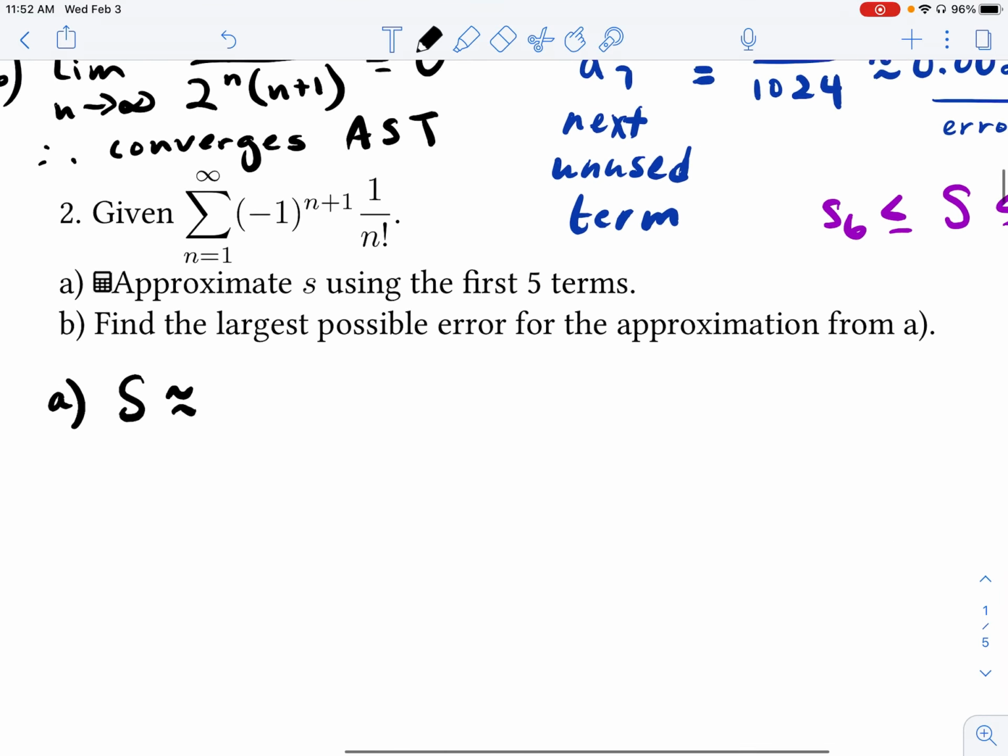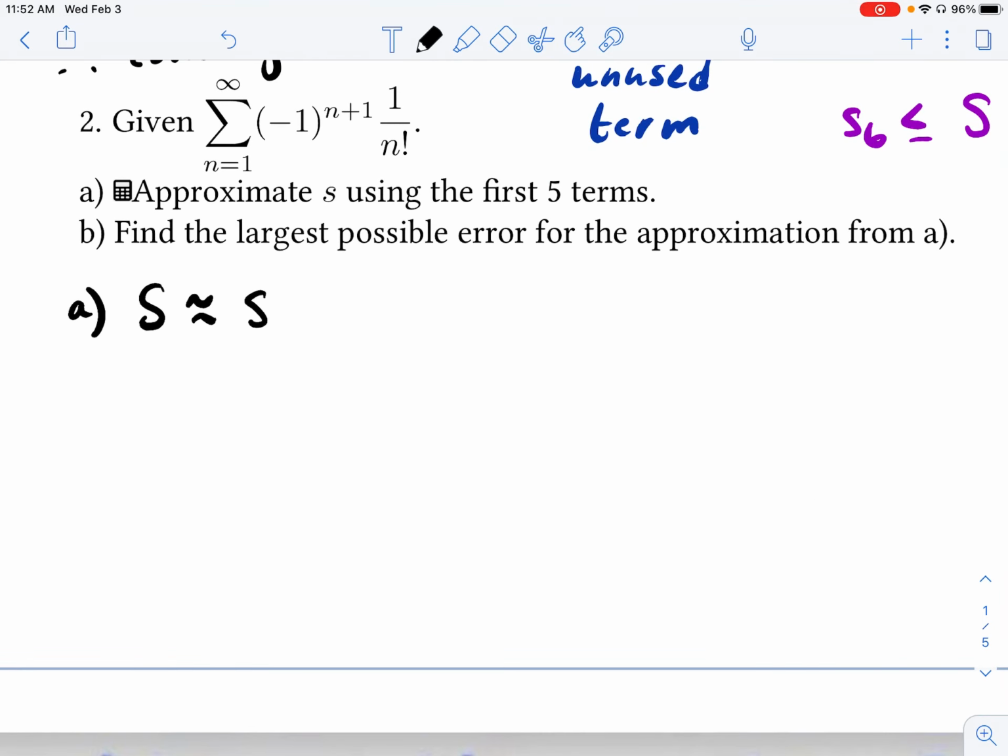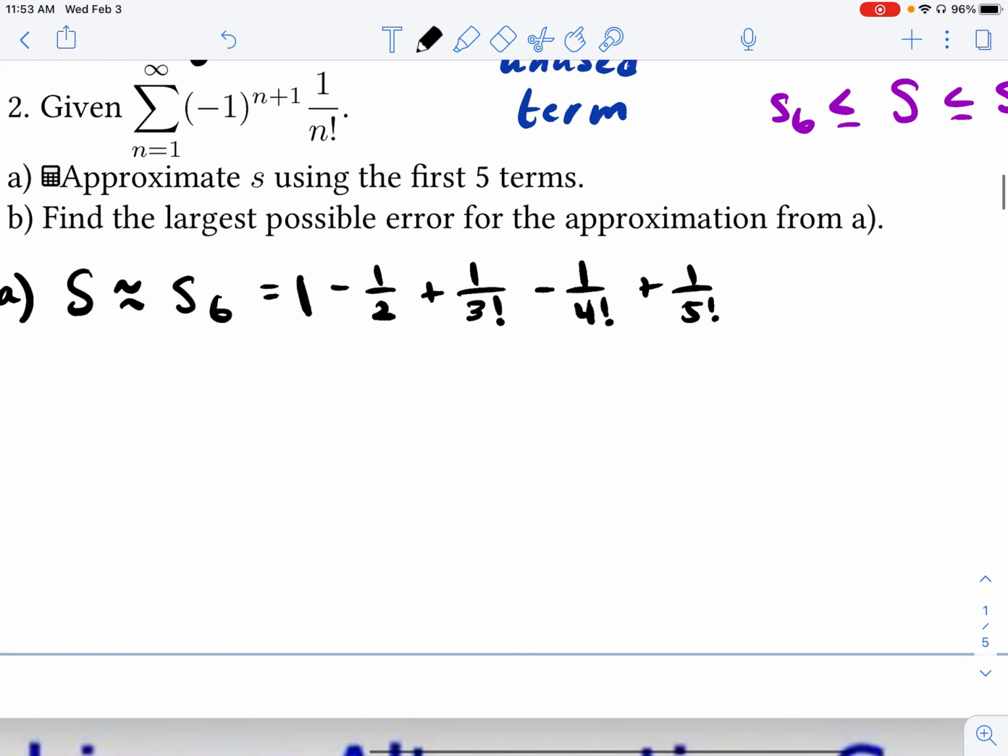Okay, and I just want to make sure I did something right up there. My 5th partial sum is the sum of the following: 1, and the next term would be 2, plus 1 over 3 factorial, minus 1 over 4 factorial, plus 1 over 5 factorial. It's a partial sum, so it stops there. Now, if I add up all those terms, I get approximately 0.63 repeating. So there is our approximation. We're saying our sum is going to be really close to this number.